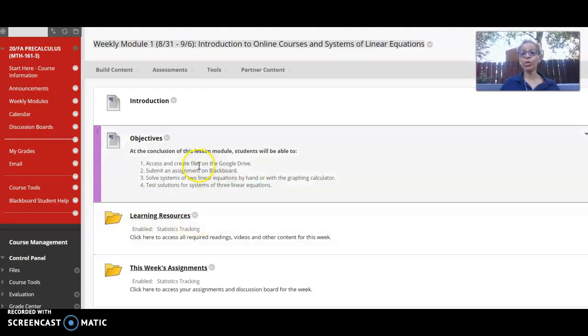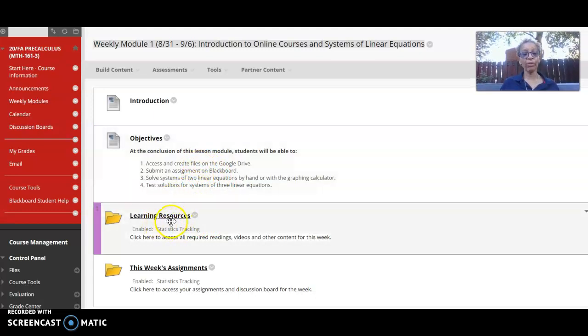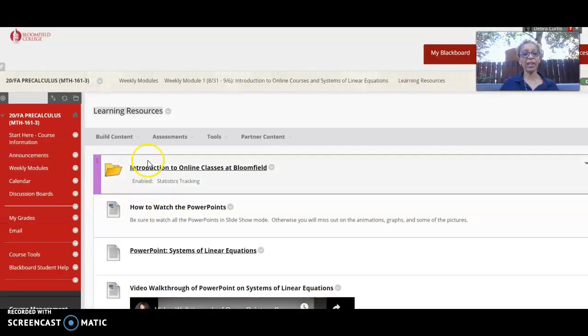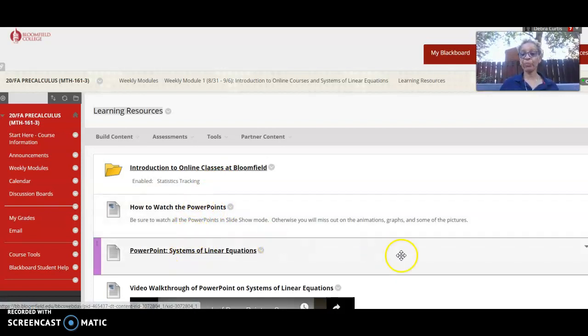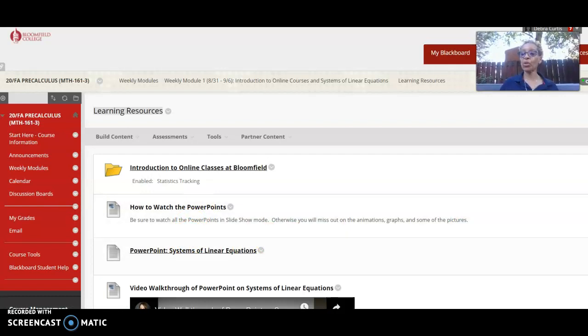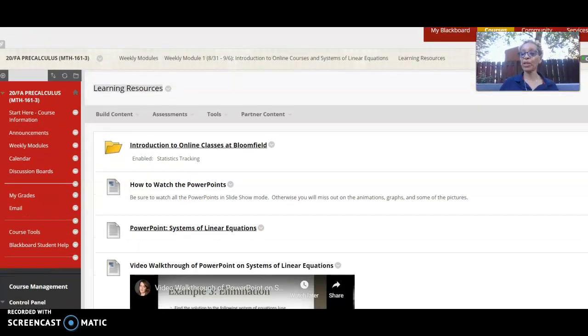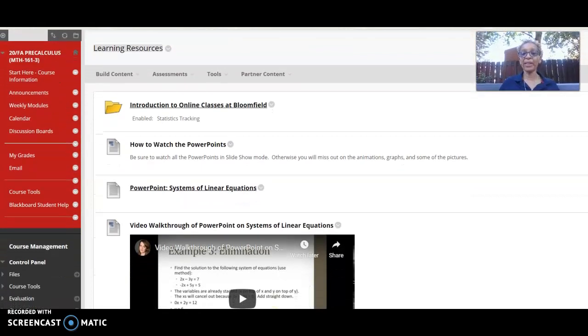The first thing you should do is go to Learning Resources, click on that, and look at this Introduction to Online Classes at Bloomfield College. I think you should do that. And then note there's some PowerPoints here. It tells you how to watch the PowerPoints. Also, there are PowerPoints about linear systems of equations, so that would help you understand the material as well. It's just to assist. So you can look at those.